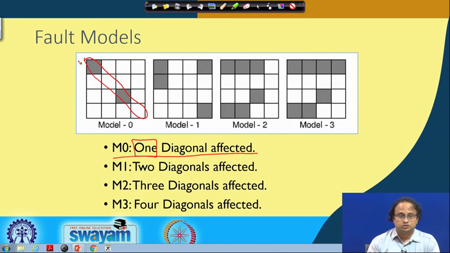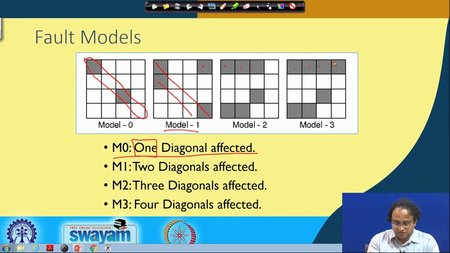Likewise, we could have a scenario where the fault propagates to 2 diagonals. So you can see that here diagonal D0 is affected, and also we have this diagonal which is affected. Remember that these 3 bytes and this byte are in the same diagonal. Likewise, you have model M2 where there are 3 diagonals which are corrupted, and in model M3 pretty much any of the 4 diagonals are corrupted.